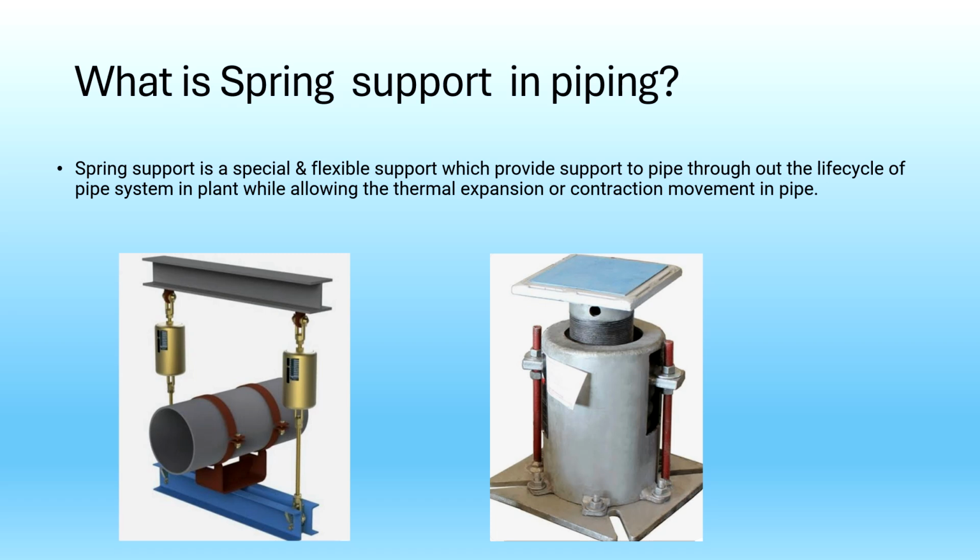Here on the left side is the hanger, these are called pipe hanger spring supports, and the other is called the can type spring support. We'll see in more detail about these types of springs.